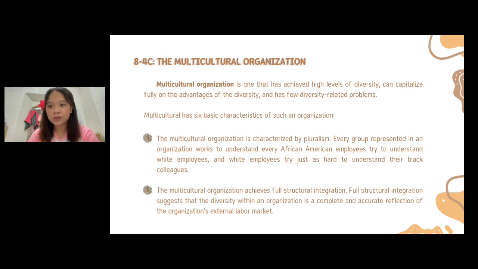So, first is yung pluralism. So, ang pluralism dito is all employees from different backgrounds or cultures are trying their best to respect each other.